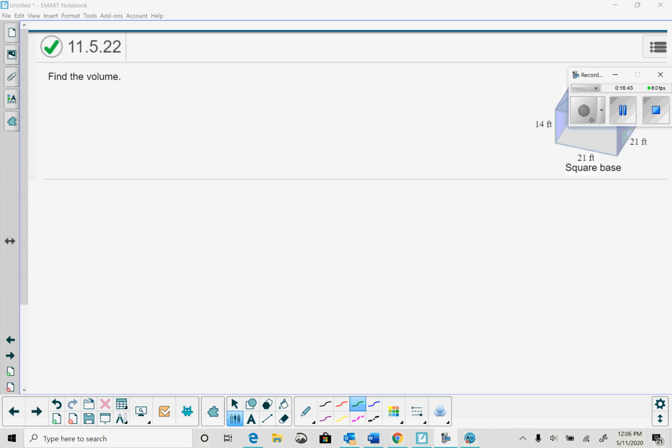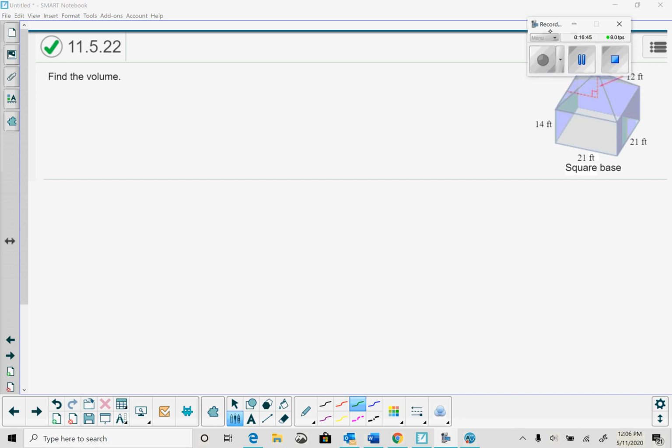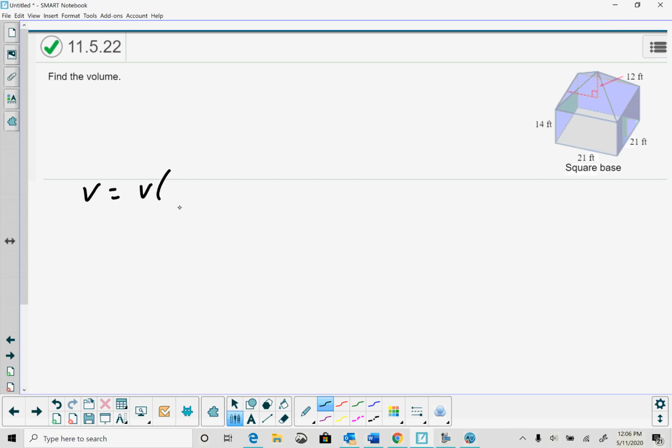22 was the next one somebody asked about. So let's take a look at this rather interesting figure here. To me, this appears to be a prism on the bottom with a pyramid on the top. So to find the volume of the whole thing, I'm going to take the volume of that bottom prism, and to that I'm going to add the volume of that pyramid that's on the top.